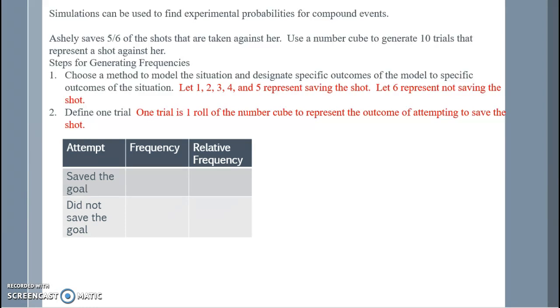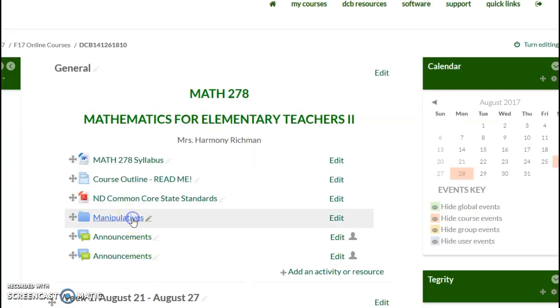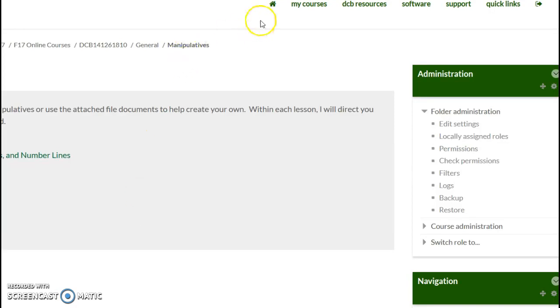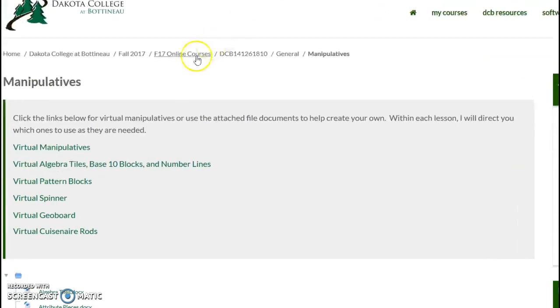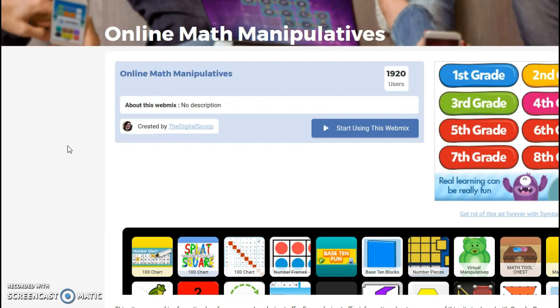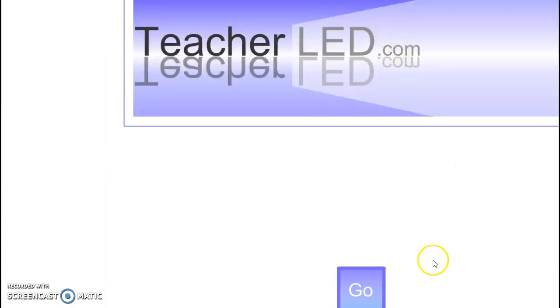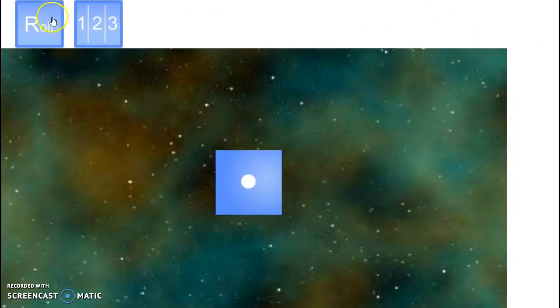So let's roll a number cube and see what actually happens. On our class website under manipulatives, I'm going to move this over for us to see, and choose this virtual manipulative. I guess we could also use a spinner that had 6 options, but let's use the number cube. I'm just going to choose this dice here. We'll click go, and it looks like up in the corner I'm able to roll. So let's roll the dice and see what we get.